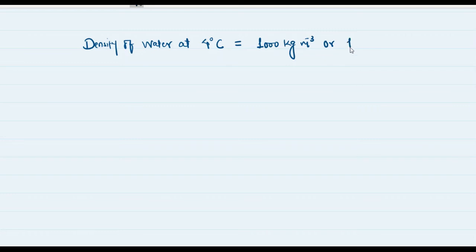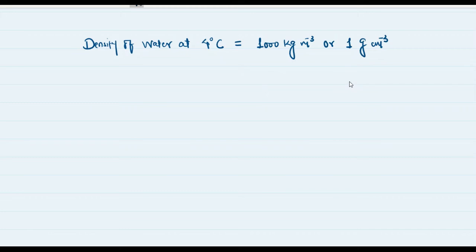Okay. What is the density of water at 4 degrees Celsius? Do you remember? Density of water at 4 degrees Celsius, as we have seen in the table previously in the same chapter, is equal to 1000 kilogram per meter cube or 1 gram per centimeter cube. This is the density of water at 4 degrees Celsius.